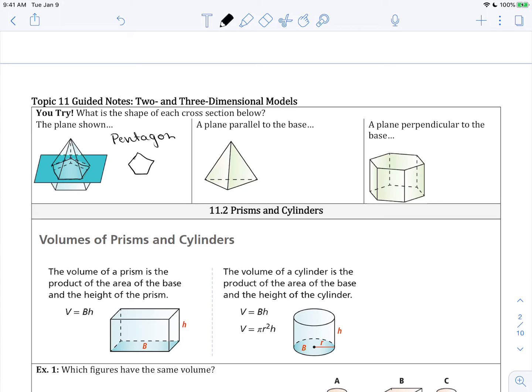Okay. A plane parallel to the base for the second one. What would be the cross section of a plane parallel to the base? Well, parallel to the base would look kind of like this, right? So it'd be a triangle. Then last one, we're getting a cross section here, a plane perpendicular to the base. So perpendicular to the base would look something like this, right? And that shape I just drew in there is a rectangle.